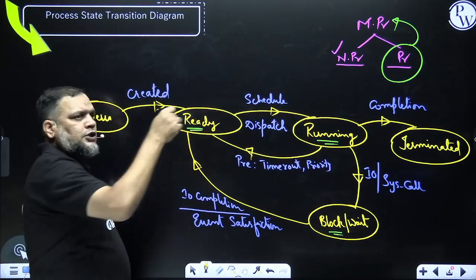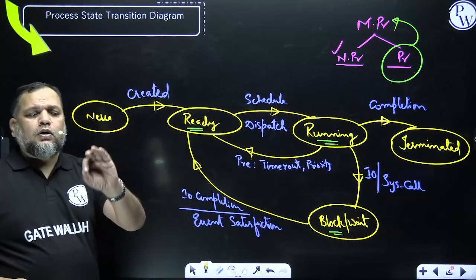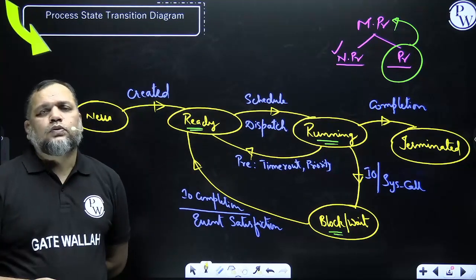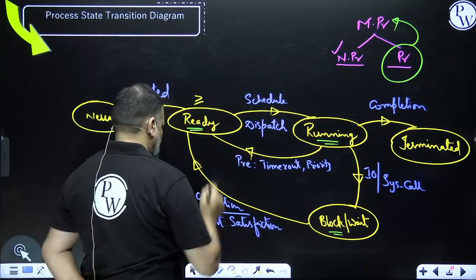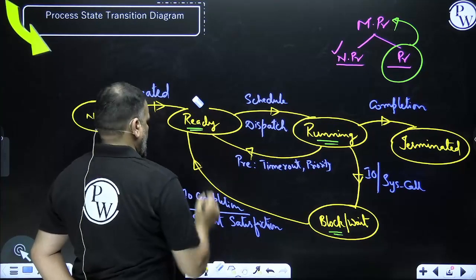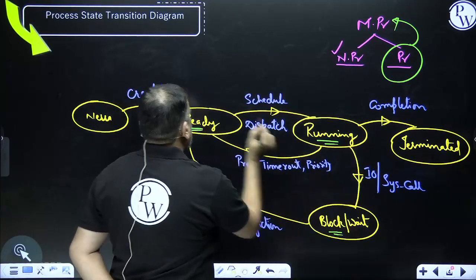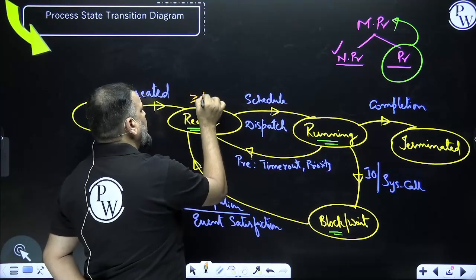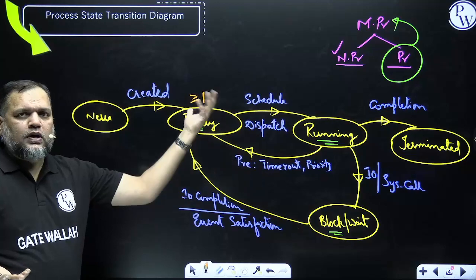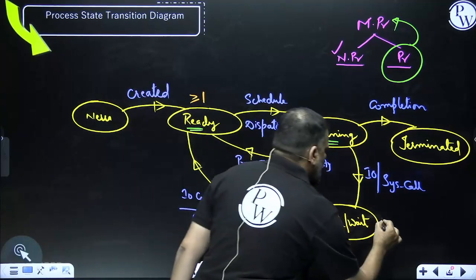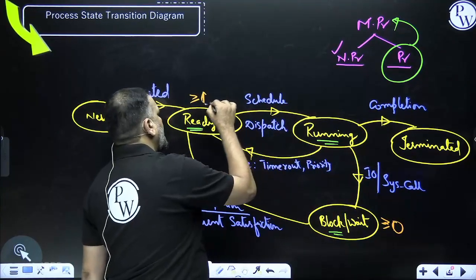The basic definition of a multi-programmed operating system is that it can have many ready processes. The ability of the operating system to hold and manage multiple ready-to-run programs is multi-programming. So I can have many ready processes, greater than or equal to 1. Sometimes no ready process, all may be blocked. Likewise, I can have greater than or equal to 1 block process also. Greater than or equal to 0 also you can write.